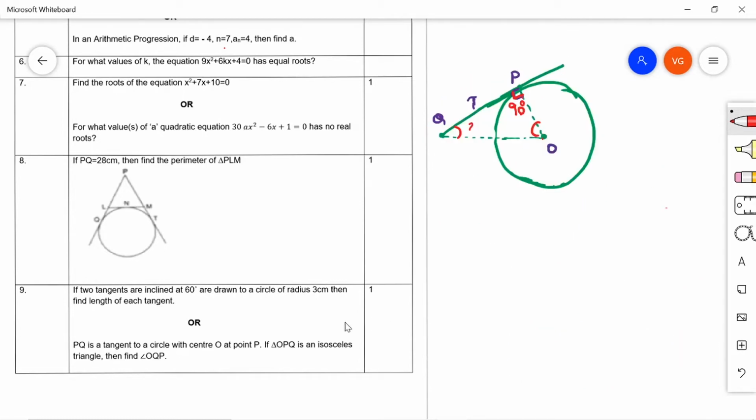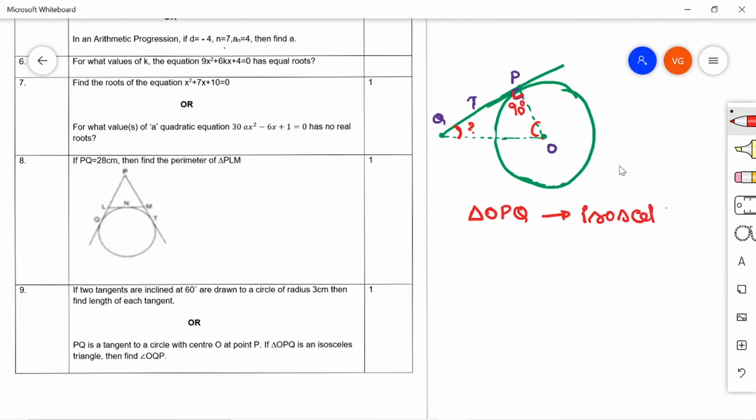Coming to the internal choice question, in question number 9, it is given that PQ is a tangent to a circle with center O at point P. If triangle OPQ is an isosceles triangle, then find angle OQP. So here I have drawn a circle with radius OP, with O as the center, and PQ is the tangent to the circle at point P on the circle. They are asking you to find this angle Q in the triangle OPQ, and you are given that triangle OPQ is an isosceles triangle, right?